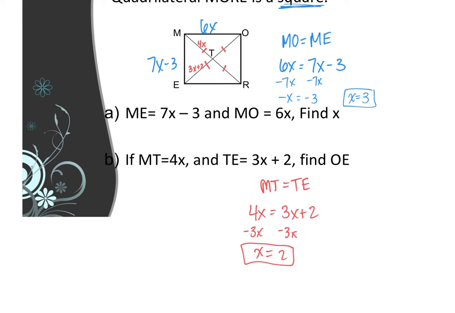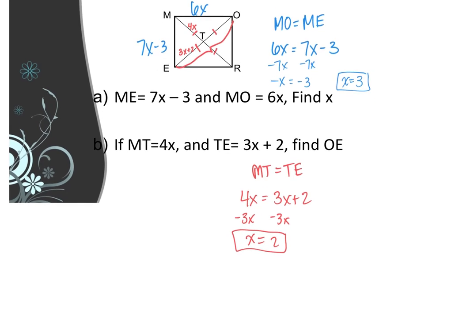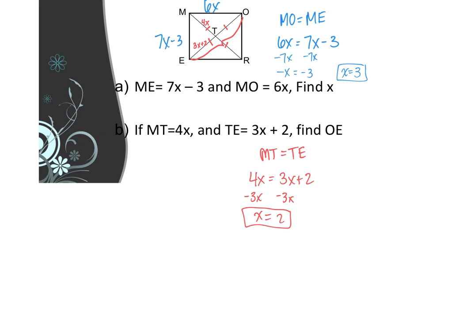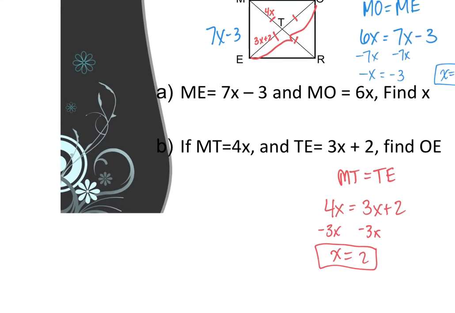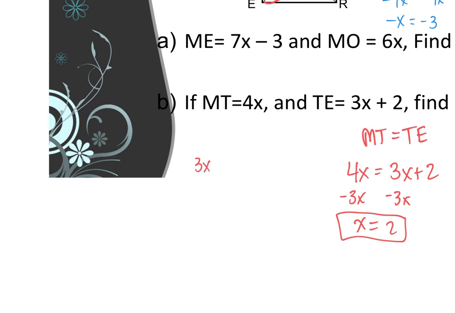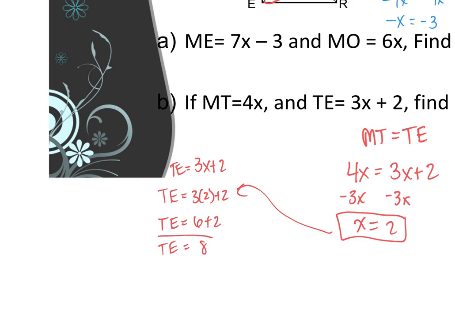Okay? So do you see how OE is 2 lengths long, right? Let's plug it into 3x plus 2, get an answer, and then multiply it by 2, because it's going to be double that length, okay? So we have 3x plus 2, that's TE. And then we plug in x equals 2. We're going to get TE is now 3 times 2 plus 2. So TE equals 6 plus 2. So TE equals 8. You guys with me?